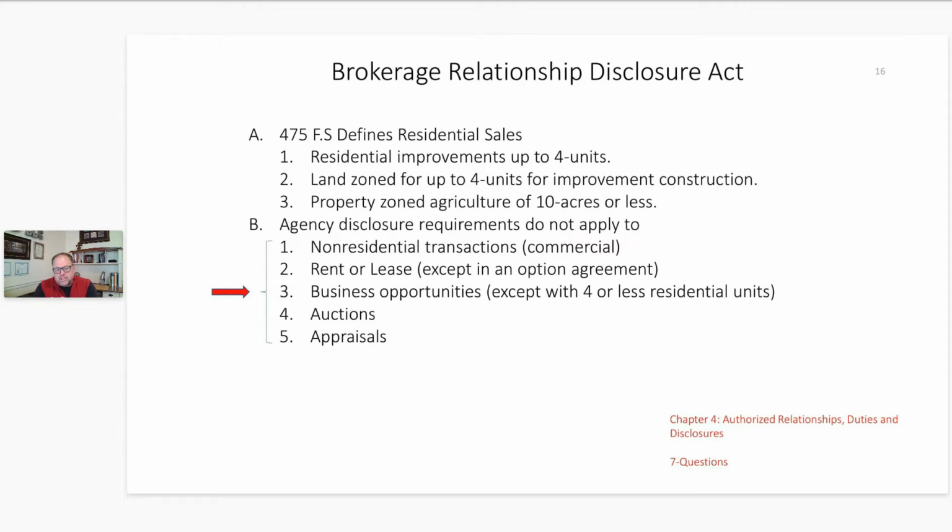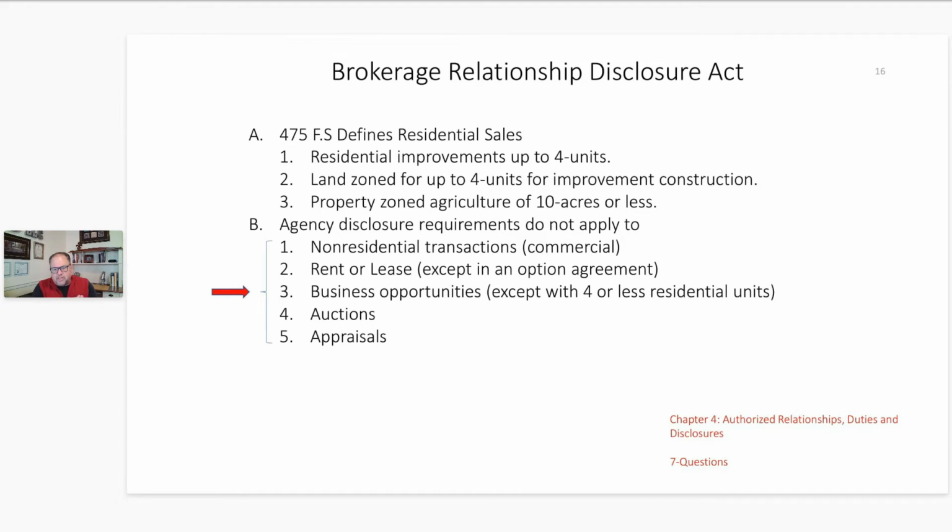What you have here in this slide is what does 475 define as residential property? Remember, we said that you can only perform single agency in residential properties and not dual agency. Dual agency is allowed under the designated agency law with commercial property, but not in residential. Well, what do we define as residential? Well, here's 475's definition of residential sales. Residential improvement. Improvement means house or building. Could be a fourplex, a condo, whatever.